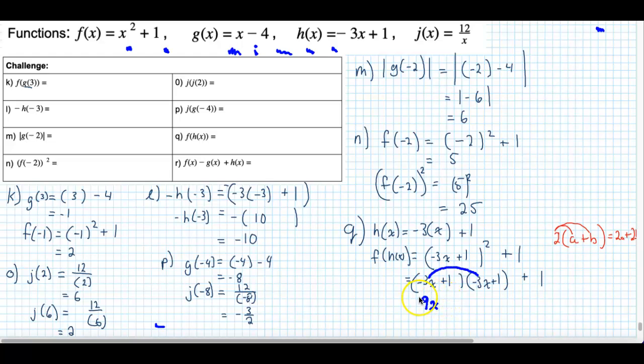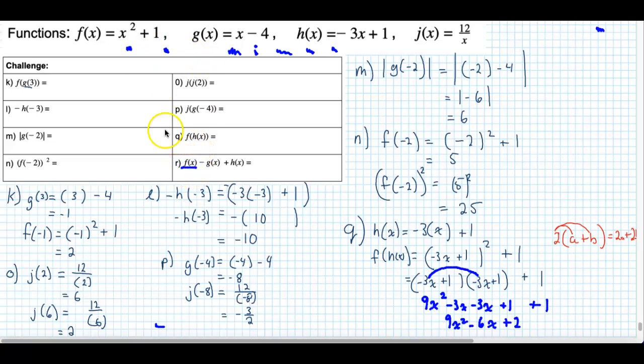So 9x squared, right, if I multiply those two, then negative 3x times 1, so that's minus 3x, and then 1 times negative 3x is minus 3x, and then 1 times 1 is plus 1. This is really not going to show up on an assessment for this class. So we have 9x squared minus 6x plus 1, and then we forgot about this plus 1 here, so it's plus 2.